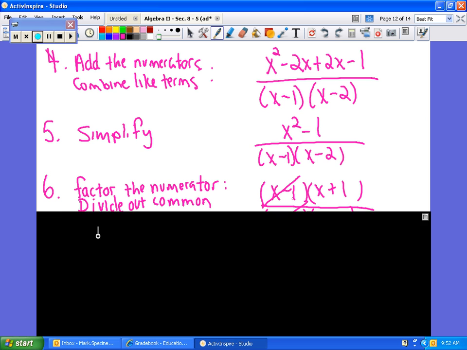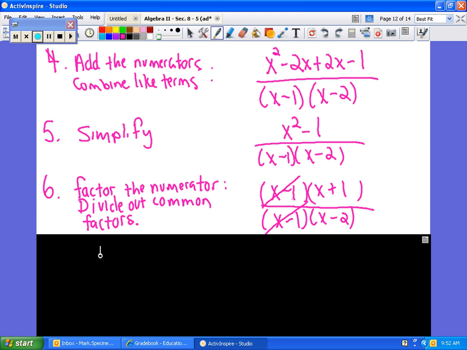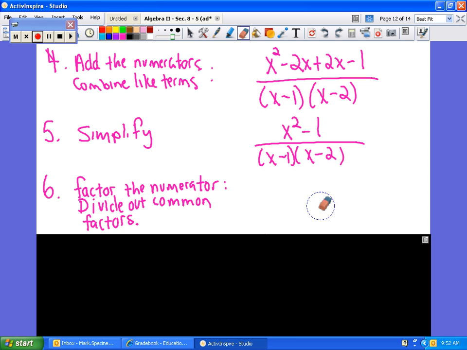Okay, the next step is to factor and then divide out common factors. Let's go through this one step by step. Okay, so x squared minus 1, that's the difference of two perfect squares. So my factors are what? What are my factors of x squared minus 1? X plus 1, x minus 1.